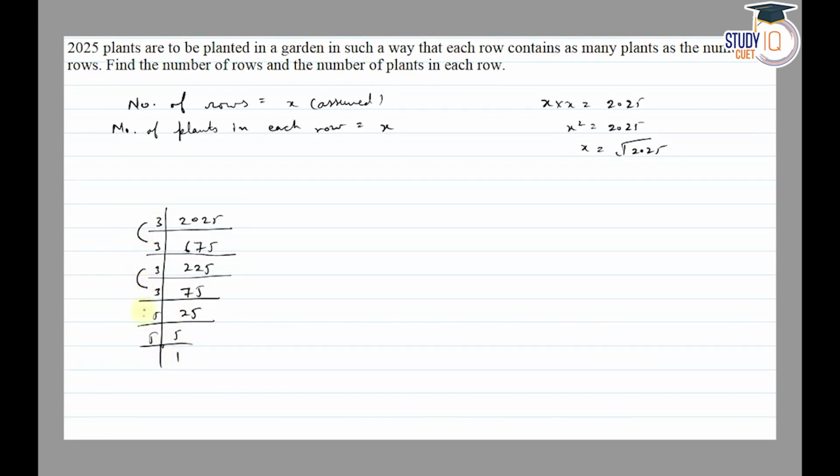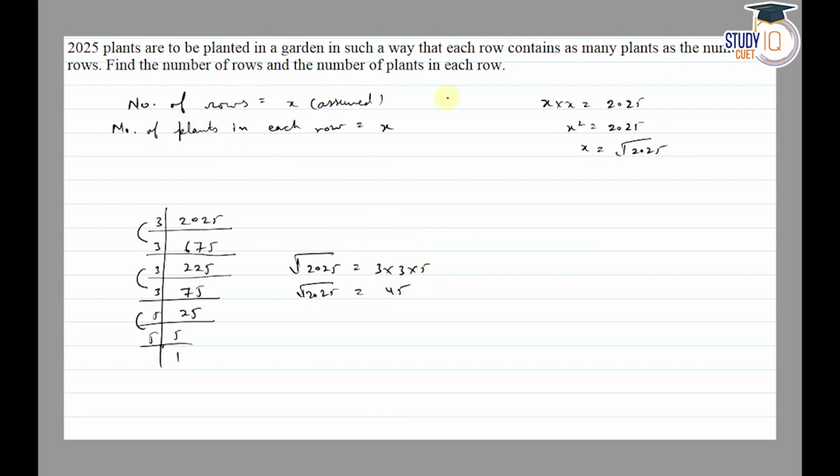We will make pairs. So here the answer will come: root over 2025 is equal to, we will pick one number from each pair, 3 into 3 into 5. So root over 2025 is equal to 5 threes are 15, 3 fifteens are 45.